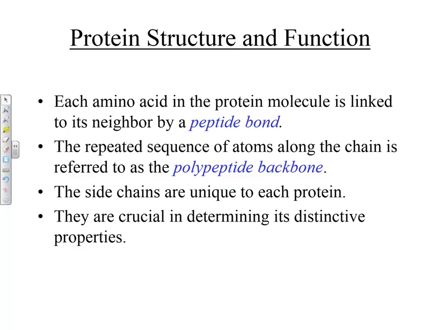There's an alpha carbon. There is an amino terminus. There is a carboxyl terminus, right? All these look similar between different amino acids. The only thing that is different is the choice of the side chain. So the side chains are unique to each protein, and they are crucial in determining its distinctive properties, because some of the side chains might be acidic, some of them might be basic, some hydrophobic, some hydrophilic, and so on.